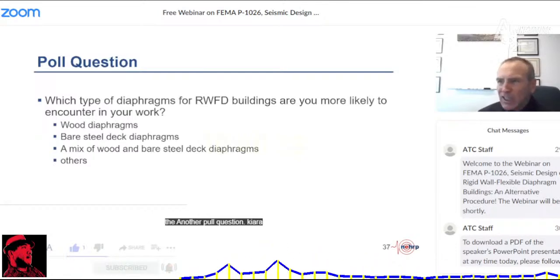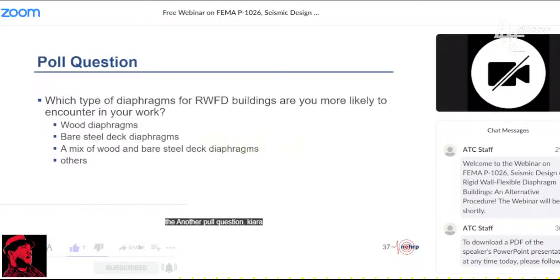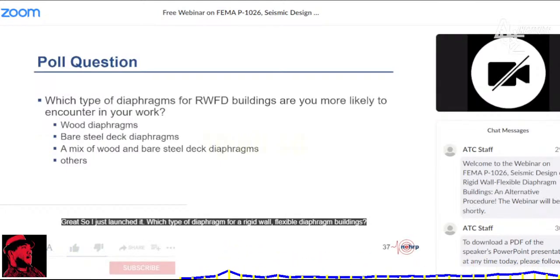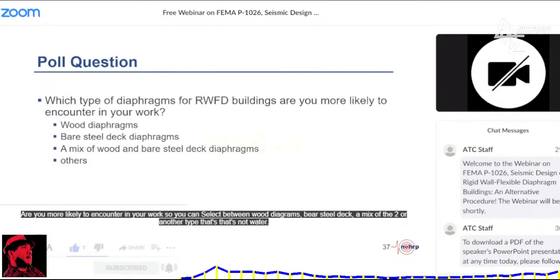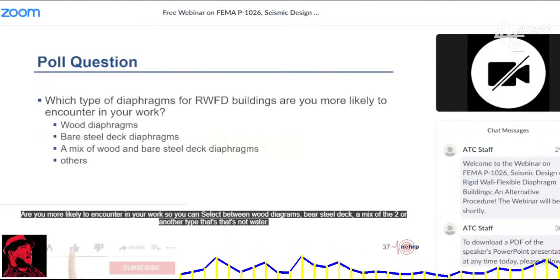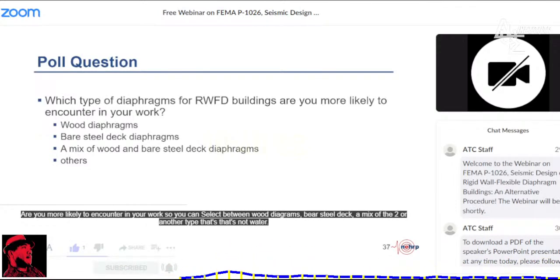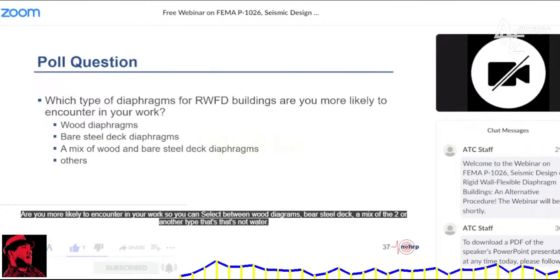Another poll question, Kiara? Great. So I just launched it. Which type of diaphragms for rigid wall flexible diaphragm buildings are you more likely to encounter in your work? So you can select between wood diaphragms, bare steel deck, a mix of the two, or another type that's not wood or steel.